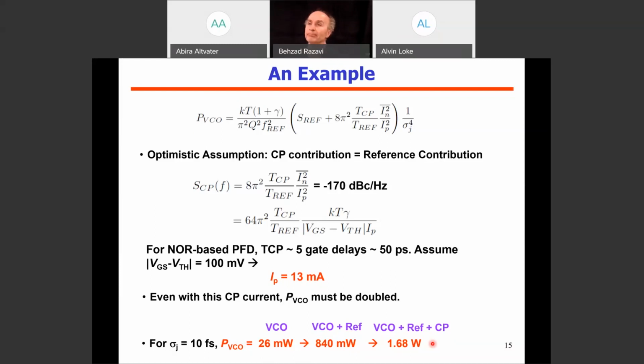So one person comments: is there any reference oscillator known that combines the values of minus 170 dBc per hertz at 100 megahertz offset? He has never seen such a device. Yes, I will show an example very shortly.